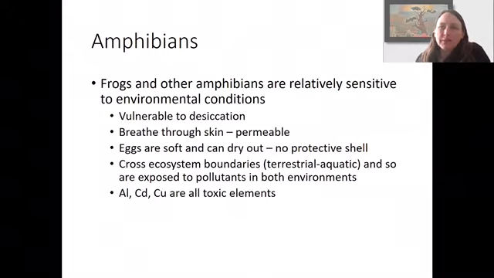And because they spend time in both terrestrial and aquatic environments, they cross those ecosystem boundaries, and so they're exposed to pollutants in both places and to extinction pressures in both environments. All kinds of things are toxic, but in particular for amphibians, things like aluminum, cadmium, and copper are all toxic elements. And those are found in quite high abundances in some human environments.